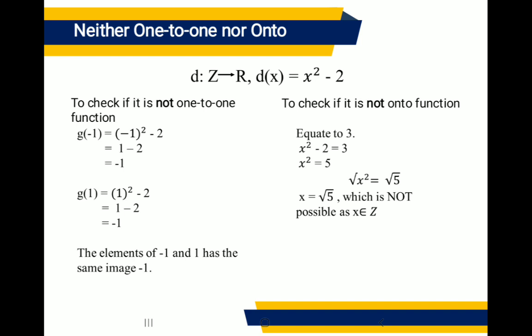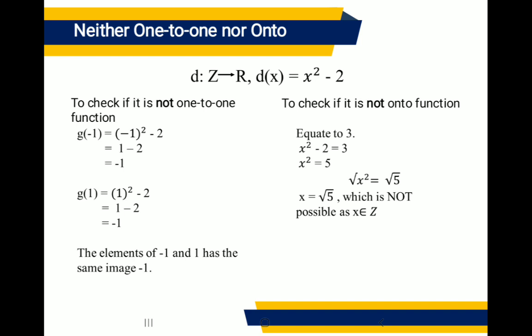to R. Then d of x is equal to x squared minus 2. To check if it is not 1-to-1 function, let x is equal to negative 1. So, negative 1 squared minus 2 is equal to negative 1. So, let x is equal to 1. So, d of 1 is equal to 1 squared minus 2 is equal to negative 1.